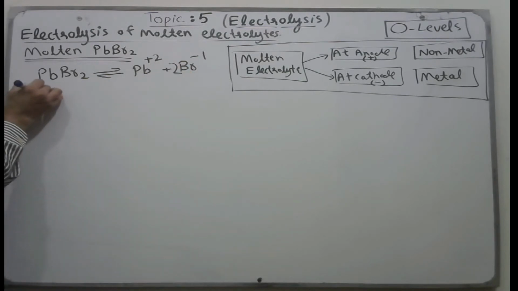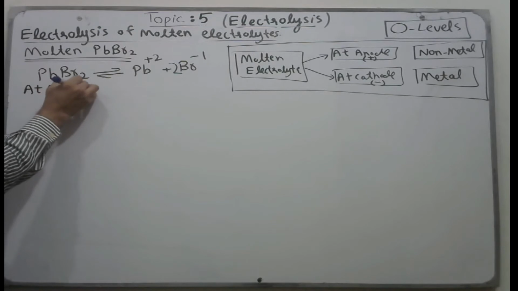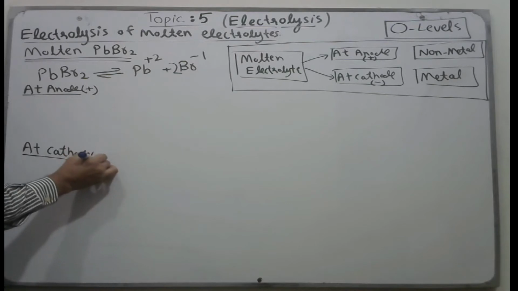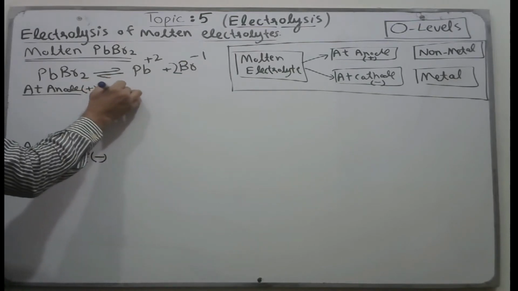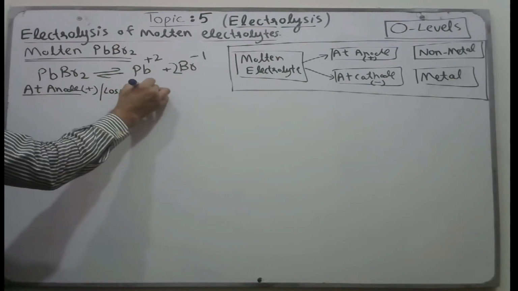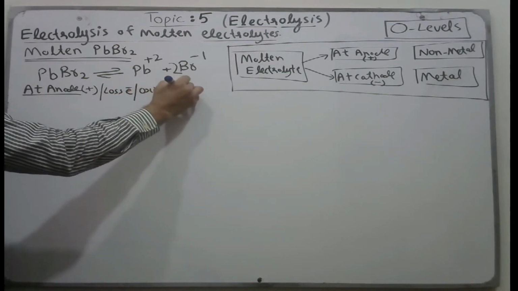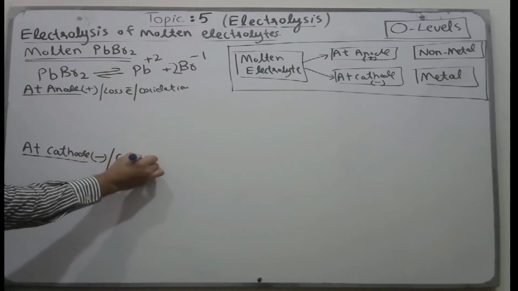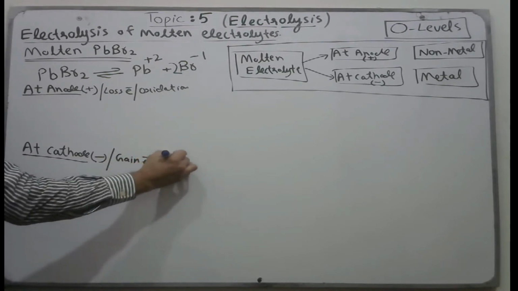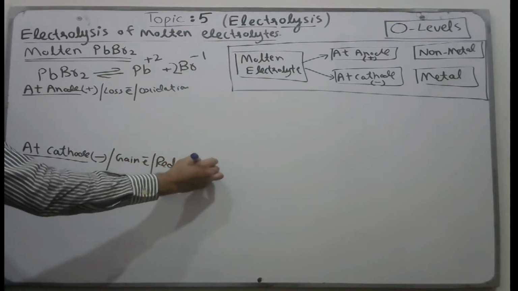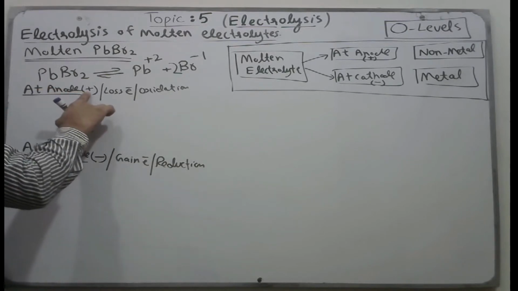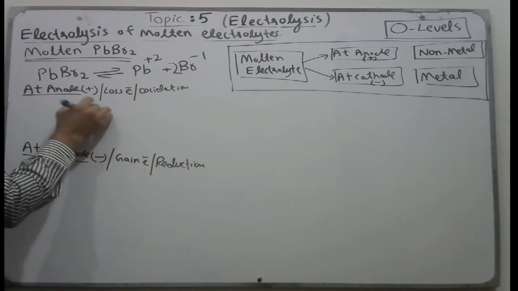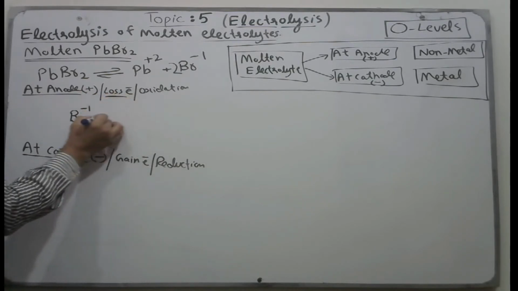Reaction at the anode and reaction at the cathode. Loss of electron takes place at the anode, this is called the oxidation reaction. And gain of electron takes place at the cathode and is named the reduction reaction. So the anode is positive, it should attract the negative ion, that is the bromide ion. So all the bromide ions move to the anode where they are going to lose electrons.